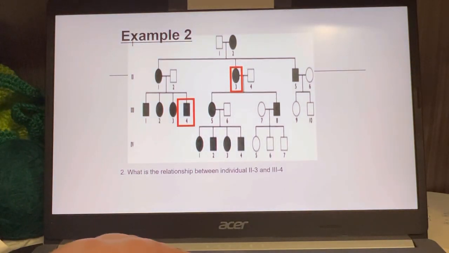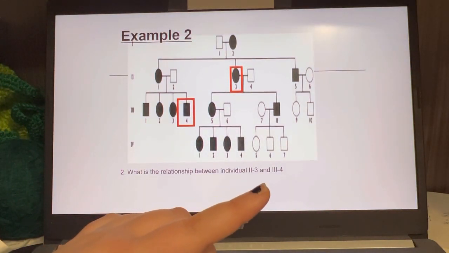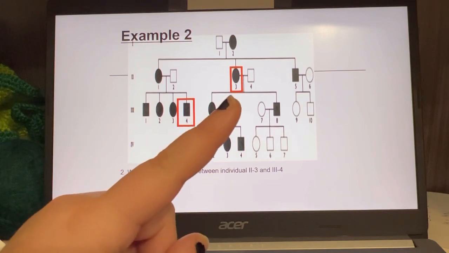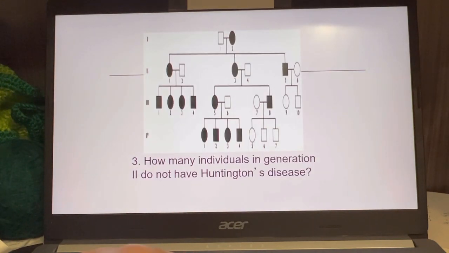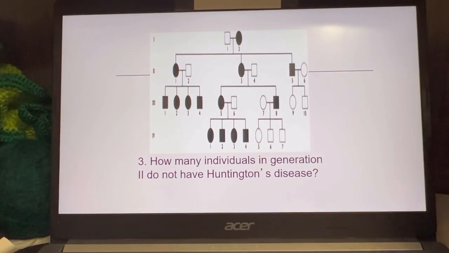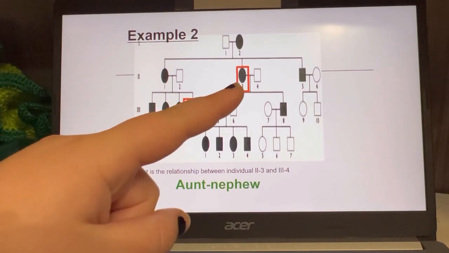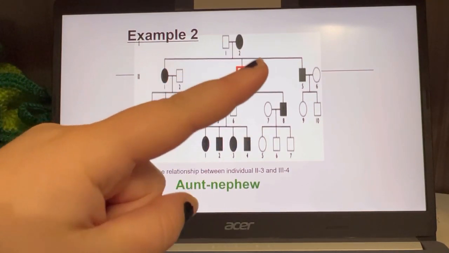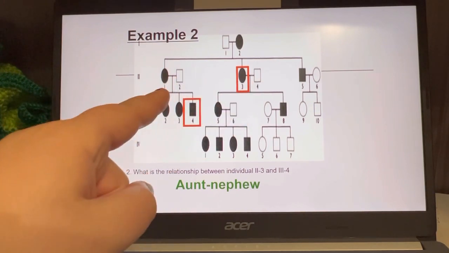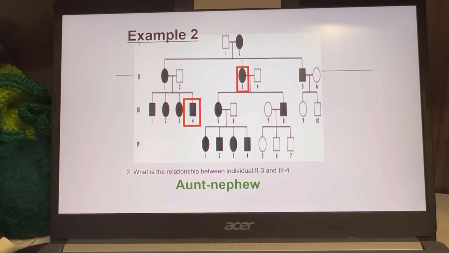Alright, next. Relationship between 2i3 and 3i4. So here and here. Take a crack at it. 3, 2, 1. Aunt and nephew. Female, male, aunt and nephew, because these 2 are sisters. And that's why we have aunt and nephew.